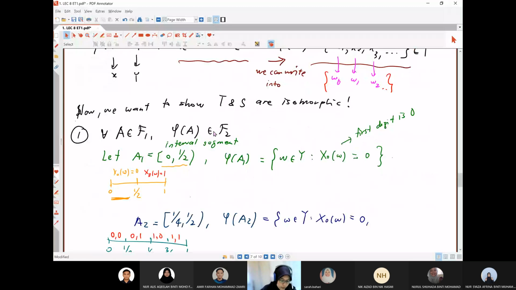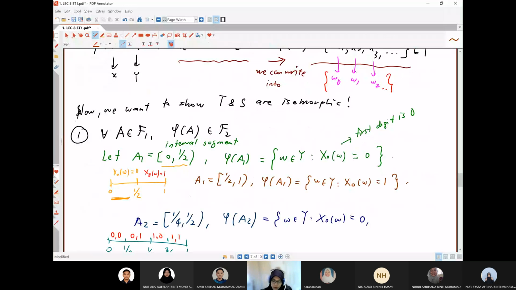Kalau A1 is this, so kalau A1 is another segment which is half to 1, okay, you had the image of this A1 in brown color. So you have omega from Y, x0 omega is equal to 1. So this is how we define the image in the Bernoulli form, in cylinder set form. Is it okay?